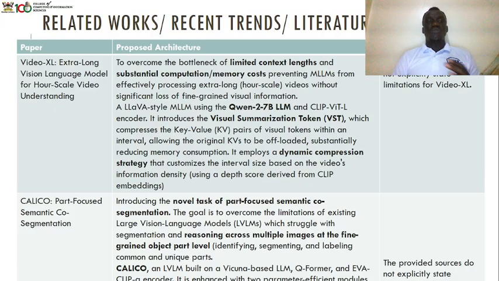visual information. They use a technique called visual summarization tokens, which compresses the key-value pairs of visual tokens within an interval, allowing the original key values to be offloaded. This substantially reduces the memory consumption, and it employs a dynamic compression strategy that customizes the interval size based on the video's information density.